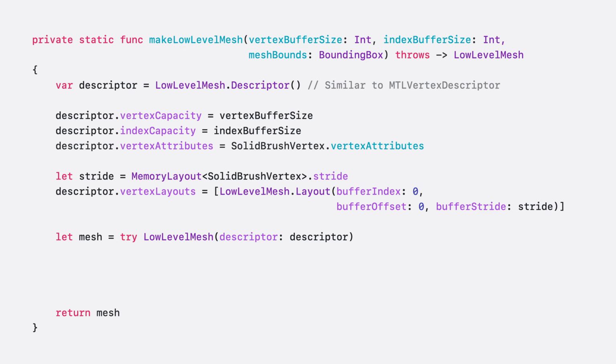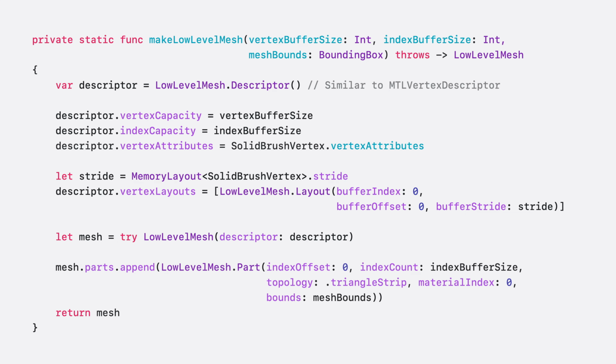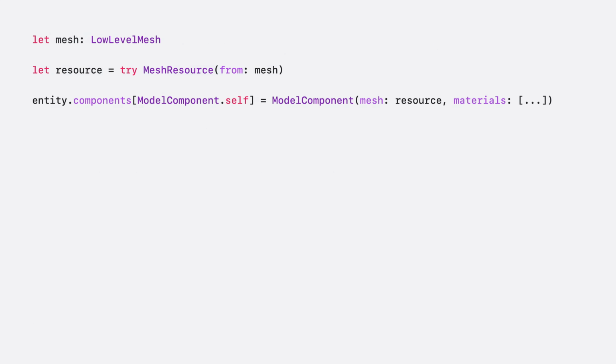Now, we are able to initialize the low-level mesh. The last step is to populate a list of parts. Each part spans a region of the index buffer. You can assign a different RealityKit material index to each mesh part. And our app uses a triangle strip topology for improved memory efficiency. Finally, you can create a mesh resource from your low-level mesh and assign it to an entity's model component.